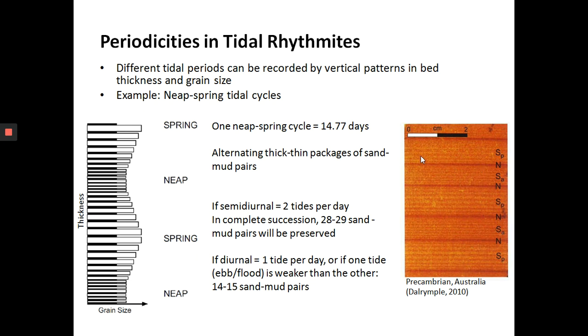Yeah? Different tidal periods can be recorded by vertical patterns in bed thickness and grain size. So make a sedimentary log here, grain size versus thickness. If you have neap spring cyclicity, during spring tides, higher tidal range, right? So higher tides, stronger currents, you can get coarser grains and also thicker beds. So you get coarser grains in this case, and the beds are also thicker and they are much sandier. Okay, and during neap tides you get thinner beds because it is lower tidal range, lower energy currents.